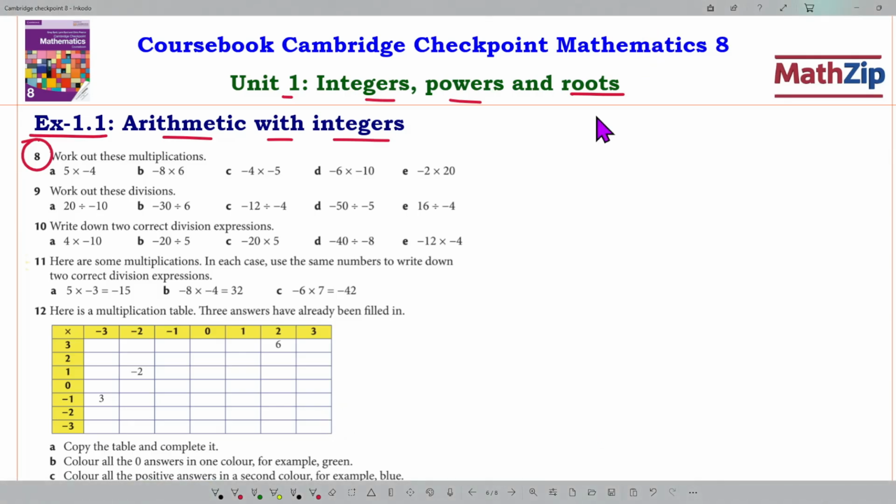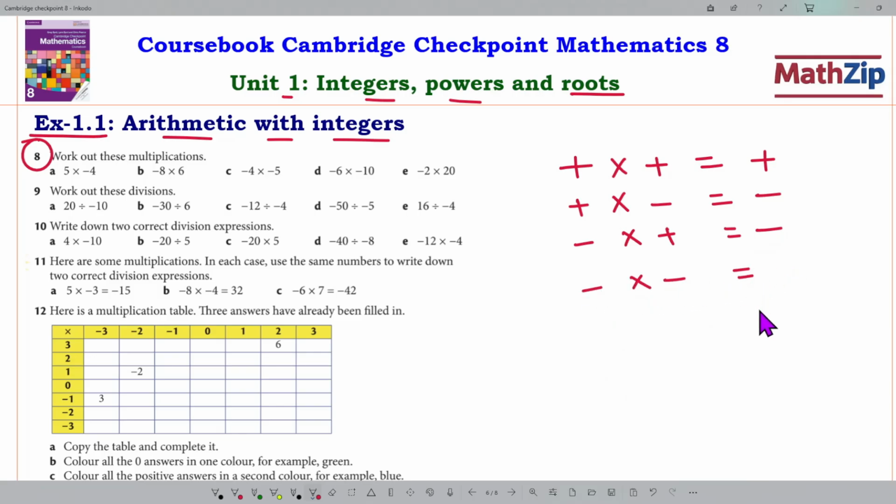Let's get started. We know, but let's think again: plus times plus will be plus. Plus times minus will be minus. Minus times plus will be minus. And finally, minus times minus will be plus. So it's very important.